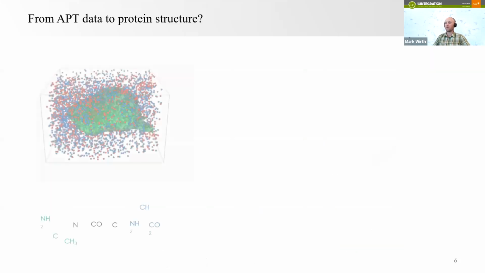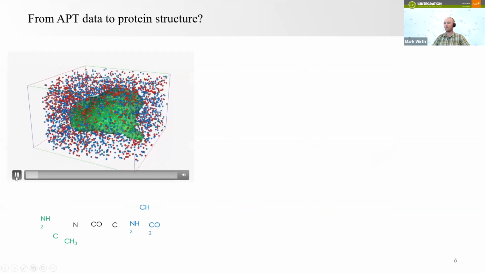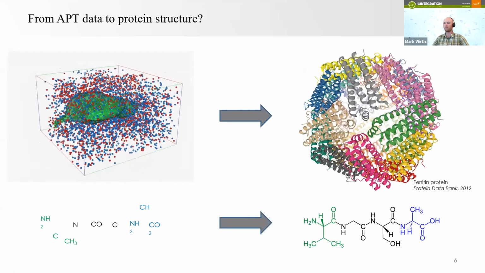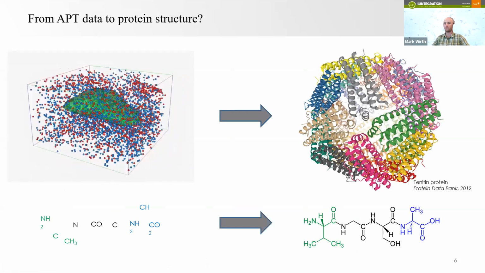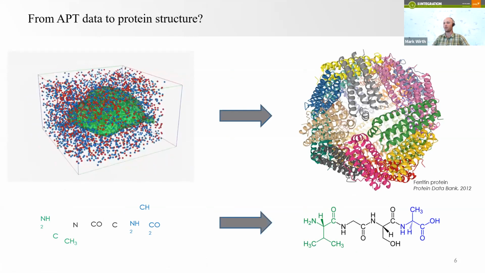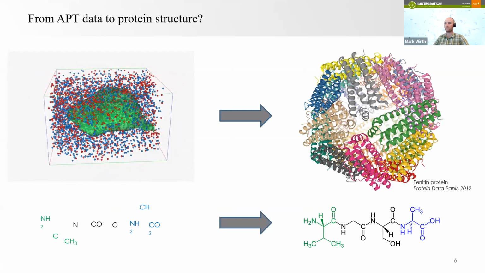So we're trying to get from APT data somehow to produce protein structure. This is our big lofty goal. On the left you see ferritin core, so the iron core is the green, and around it are CO and CnH2 ions. And then on the right is an actual ferritin protein just downloaded from the Protein Data Bank. So how do we get from one place to the other?